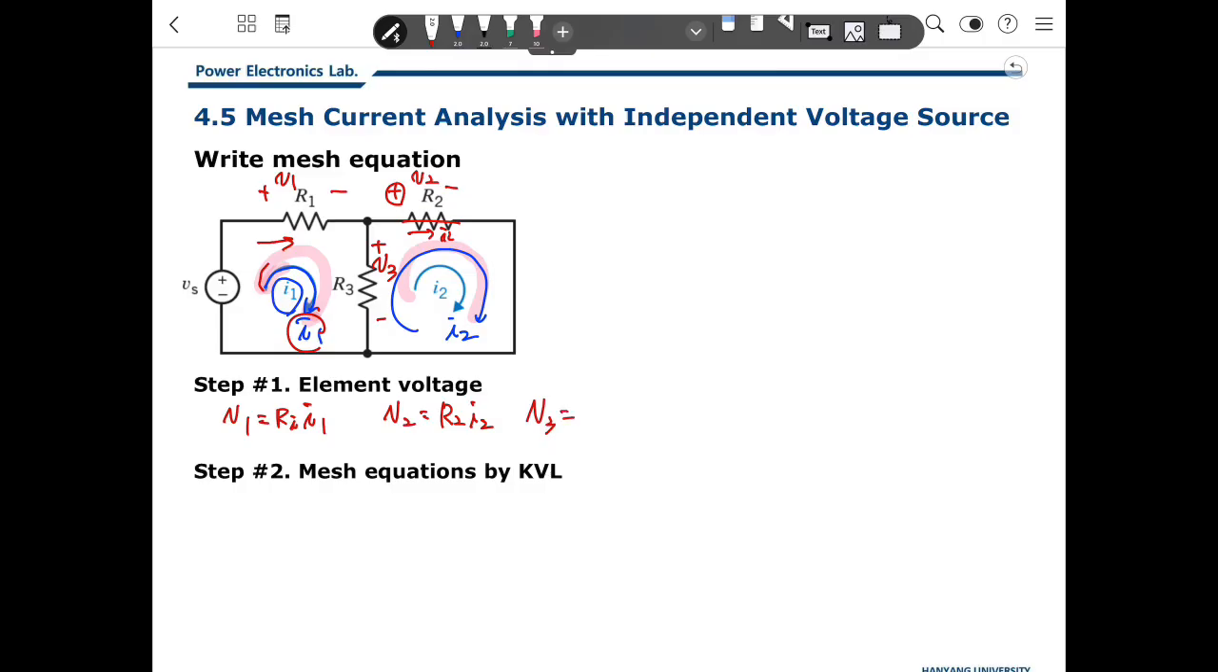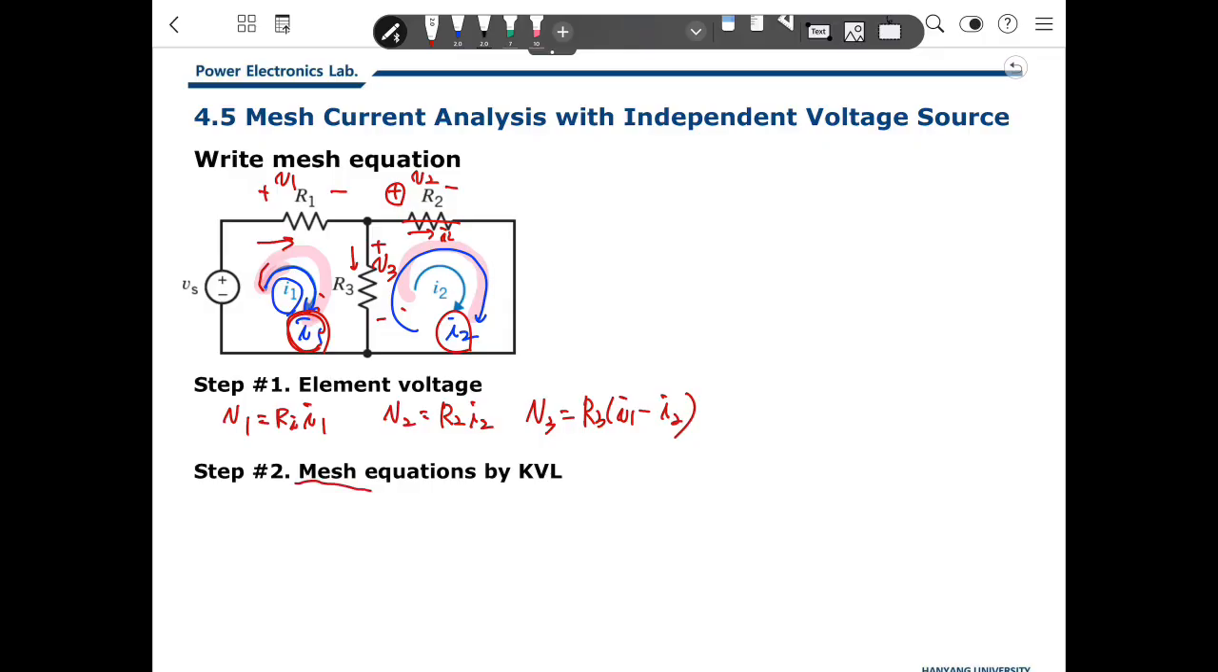And what is V3? Because R3 is included in two meshes, mesh 1 and mesh 2, the current going through this way is I1 minus I2. So there will be R3 (I1 minus I2).